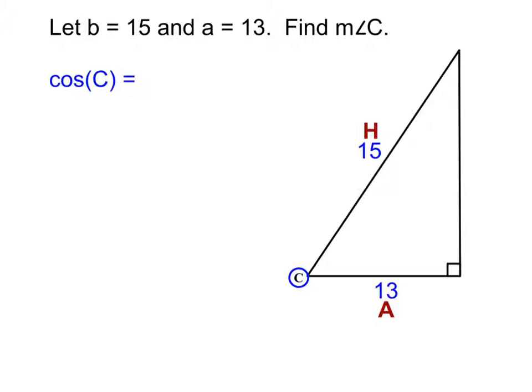So when I set it up, notice I wrote cosine of C. It's always cosine of the angle. In this case, I don't know the angle, so I put the variable name in for it. So cosine of C equals. Now cosine, of course, it still equals the adjacent over the hypotenuse. So I'm going to plug in the adjacent side on the top, and I'll plug in the hypotenuse side on the bottom. And so we end up with cosine of C equals 13 over 15.